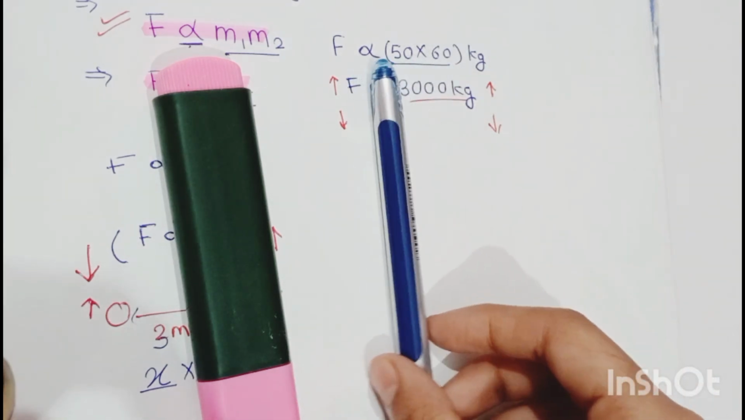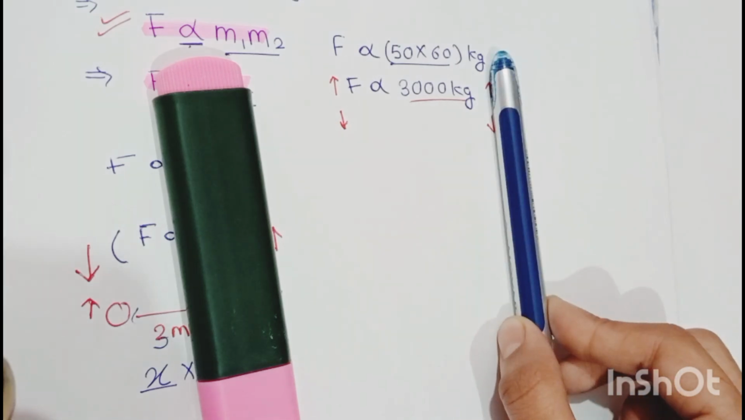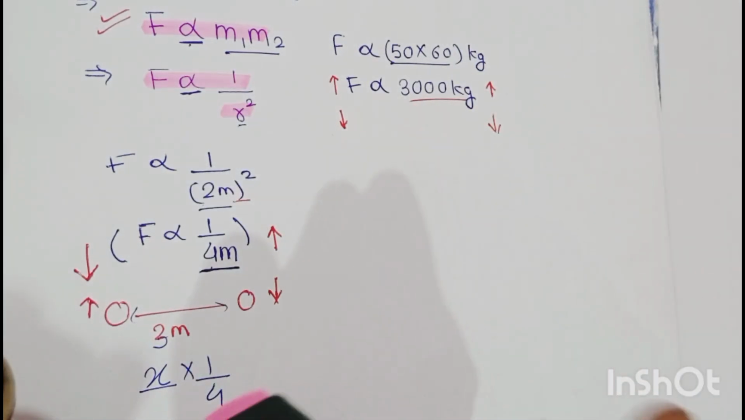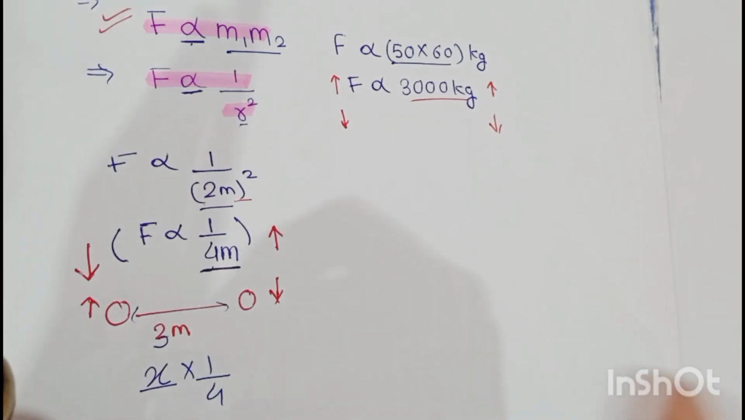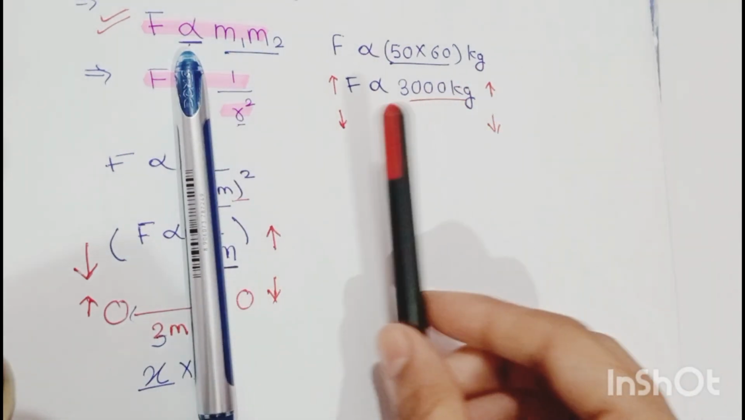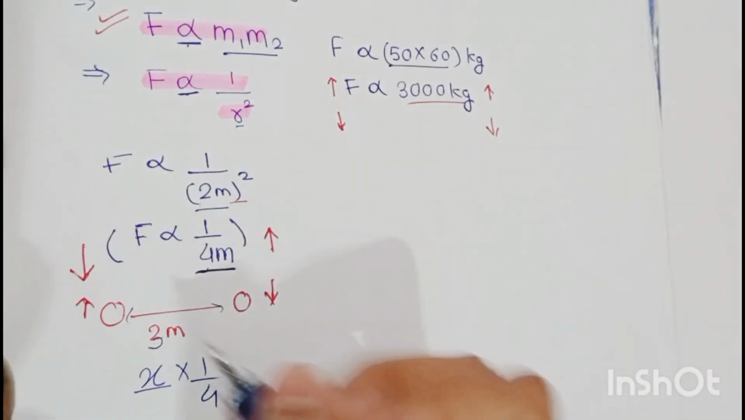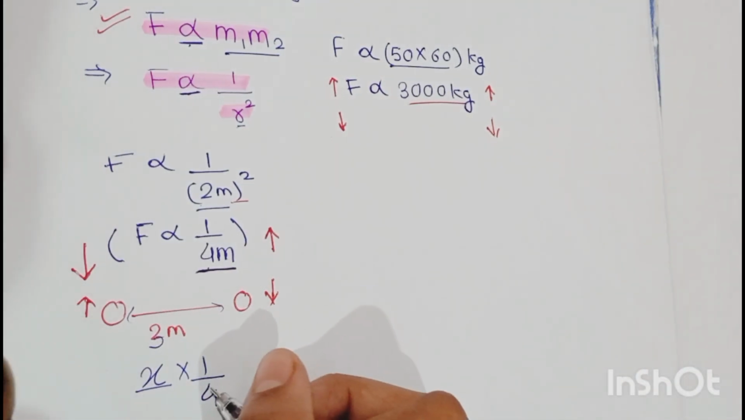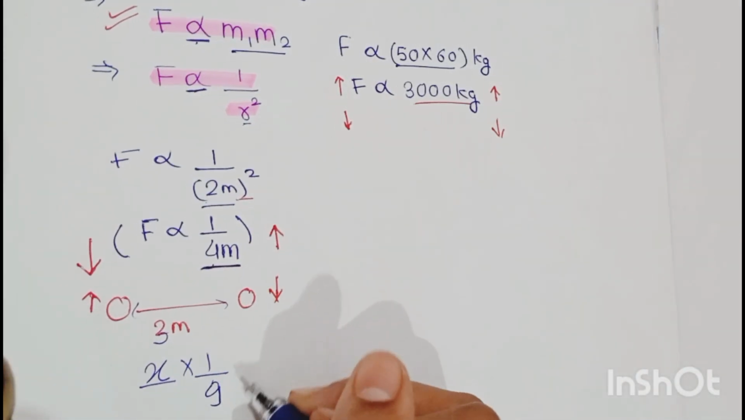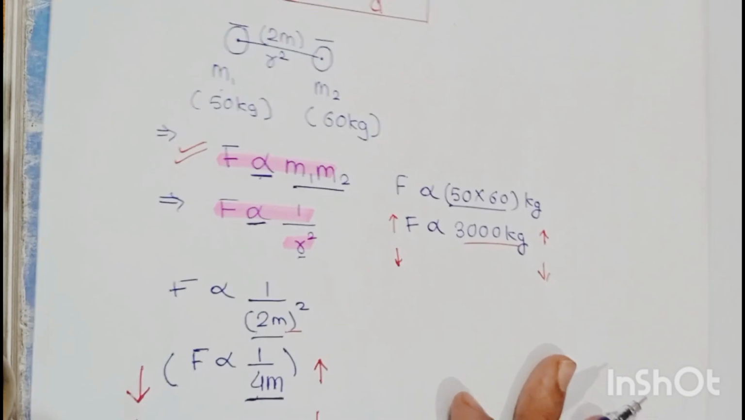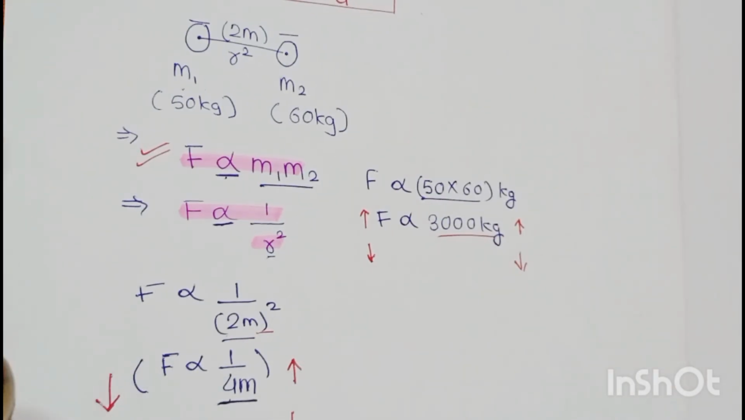So first I kept it here, I took the square, so I kept it 4 meter. So the force of attraction will decrease by 1 upon 4. If it is 3 meter, then 3 squared is 9. So 1 upon 9. By 1 by 9, this force of attraction is decreased. Okay, so these 2 points are all cleared.